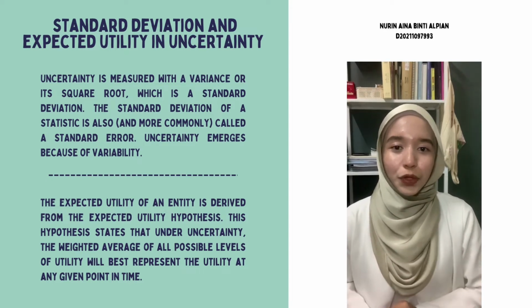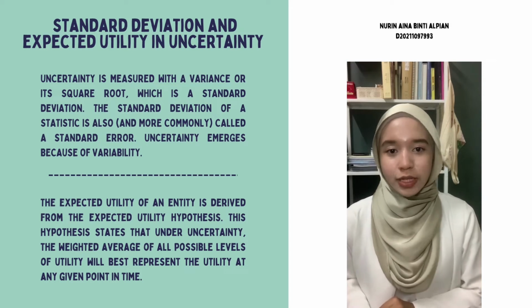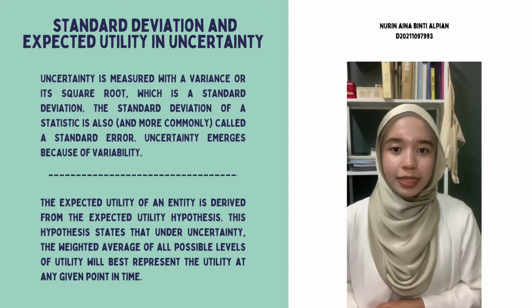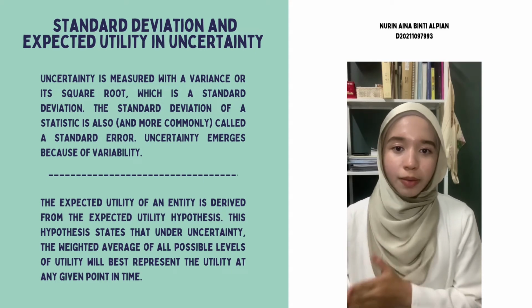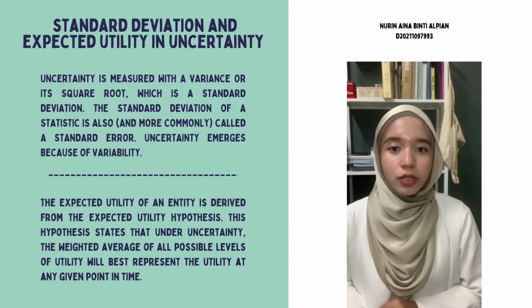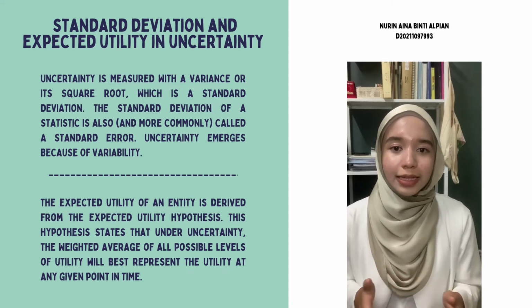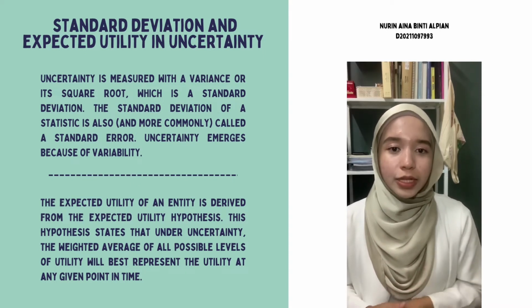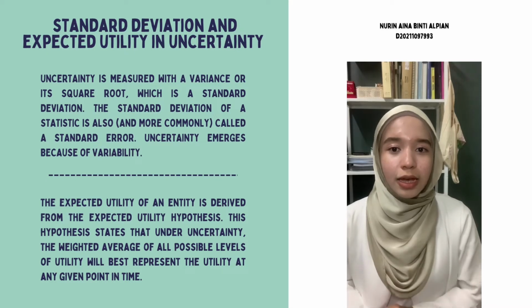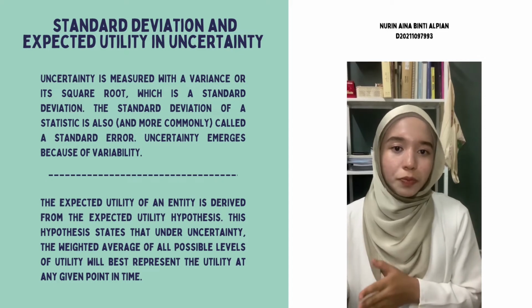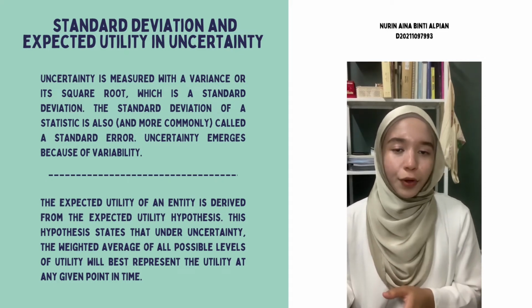Uncertainty is measured with a variance or its square root, which is a standard deviation. The standard deviation of a statistic is also, and more commonly, called a standard error. Uncertainty emerged because of variability. Meanwhile, the expected utility of an entity is derived from the expected utility hypothesis. This hypothesis states that under uncertainty, the weighted average of all possible levels of utility will best represent the utility at any given point in time.